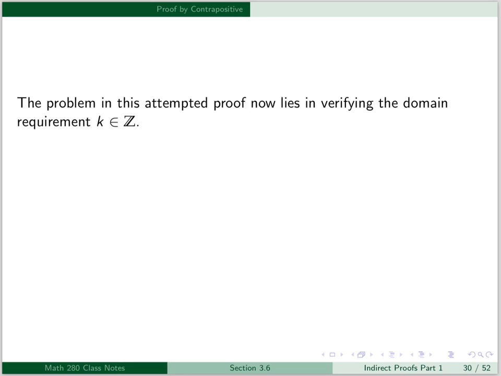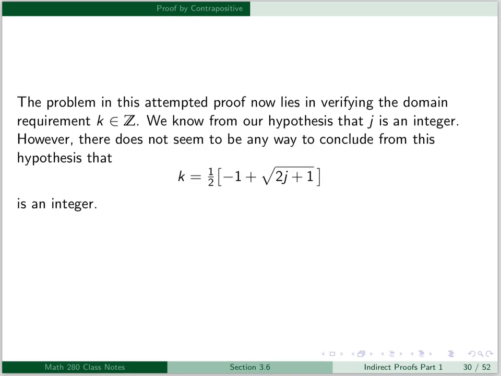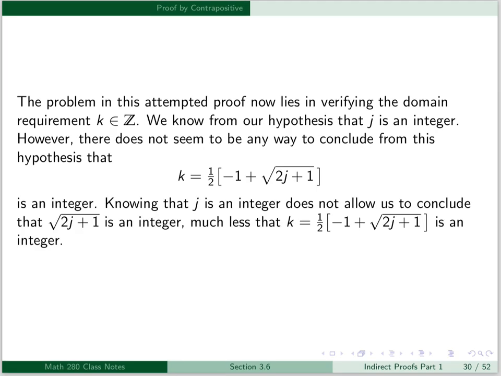The problem arises with the domain, so we need to verify that our k is actually an integer. So we know from our hypothesis that j is an integer. However, there does not seem to be any way to conclude from the fact that j is an integer that k, equal to 1/2 times negative 1 plus the square root of 2j plus 1, is an integer. Knowing that j is an integer does not allow us to conclude that the square root of 2j plus 1 is an integer, much less that our expression for k is an integer.